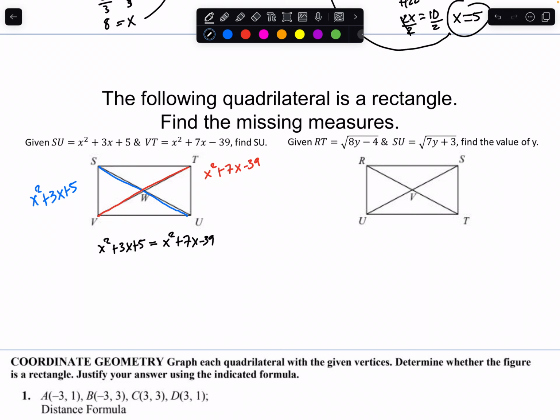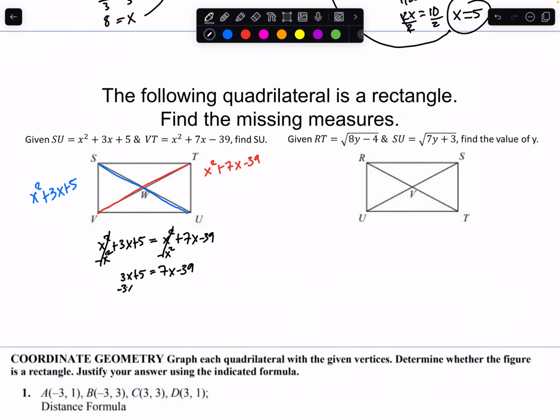And then once I have my equation set up, I can solve for x. So I can start moving things around, and I realize that the x squares are going to cancel out. 3x plus 5 will equal 7x minus 39. As I move things over and combine like terms, I have 5 equals 4x minus 39. If you move the 39 over, 5 plus 39 results in 44. Therefore, x is just 11.